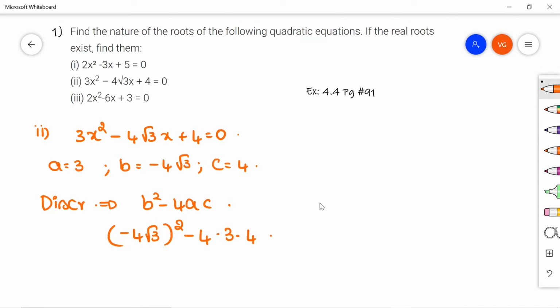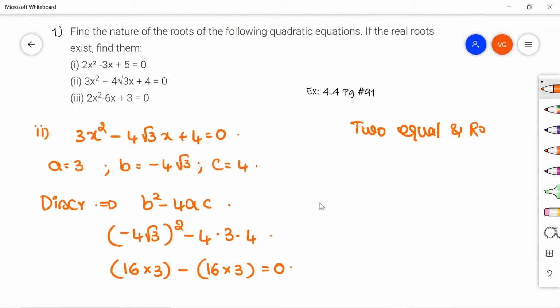So calculate minus 4 root 3 whole square minus 4 into 3 into 4. So 4 fours are 16 into 3 here, right? So this is 16 into 3 minus 16 into 3 here, right? So this is 0. If the discriminant value is equal to 0, that is b square minus 4ac is equal to 0, the nature of the roots you have to write as two equal and real roots. If b square minus 4ac is equal to 0, the nature of the roots is real and both the roots are equal, right?